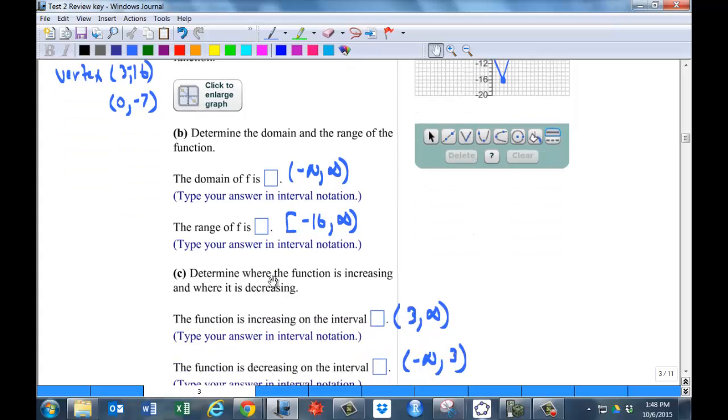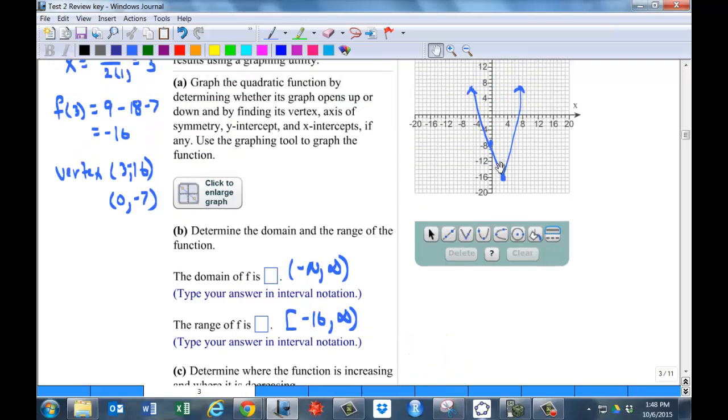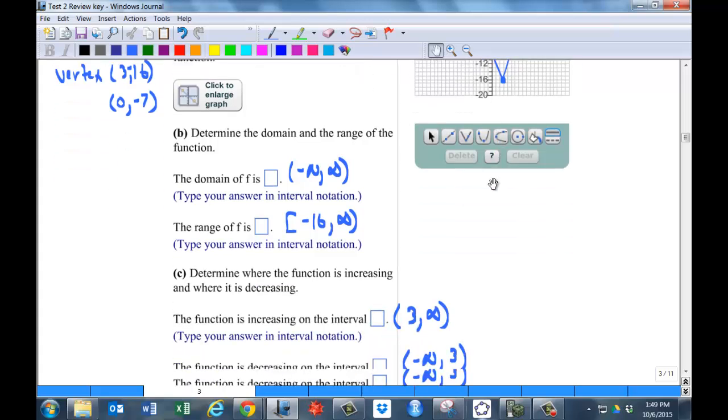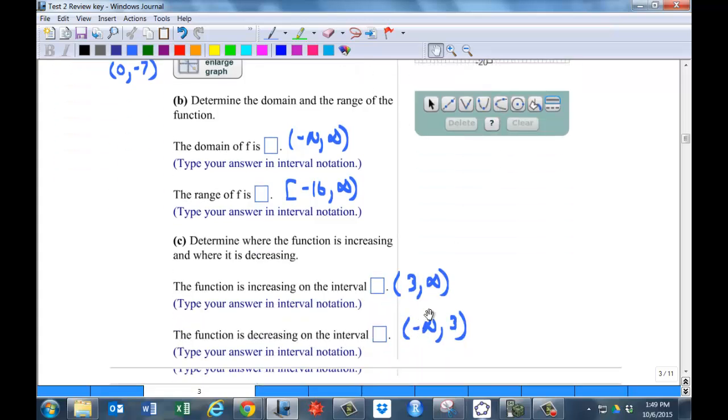Determine where the function is increasing and decreasing. So it's increasing from minus 16 to infinity, and it's decreasing from minus infinity to... increasing. We always use x values here. So increasing from positive 3 to infinity, and decreasing from minus infinity up to x equals positive 3. And so those will use interval notation here.